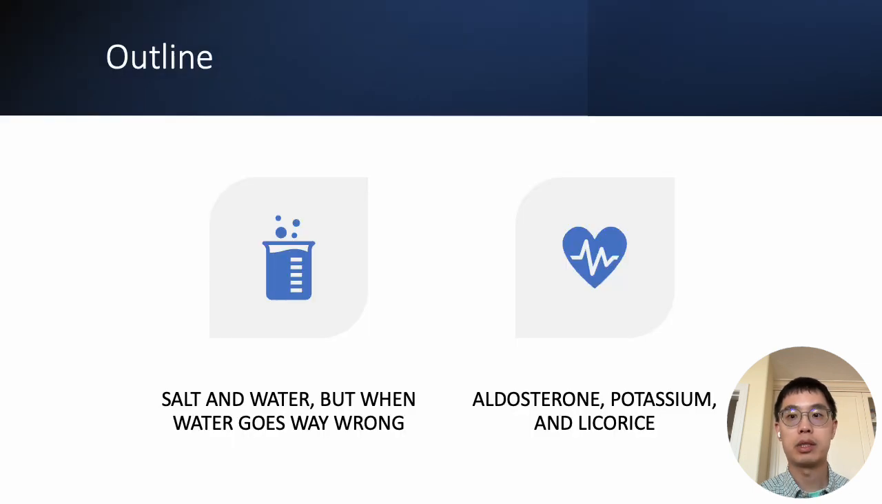We'll be going over salt and water regulation again, except in the context where things can go wrong. We will then delve into an interesting case of potassium dysregulation from licorice, why this happens, and review the effects of aldosterone within the kidney. We hope that these interesting cases will not only help solidify your understanding of renal topics, but also help you see how the physiology you have learned actually relates to real medical cases that we have seen in clinical practice.